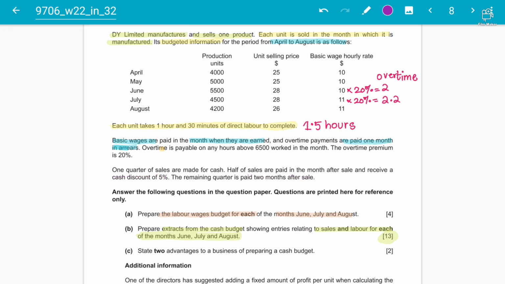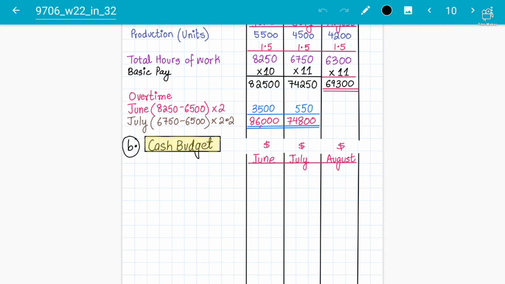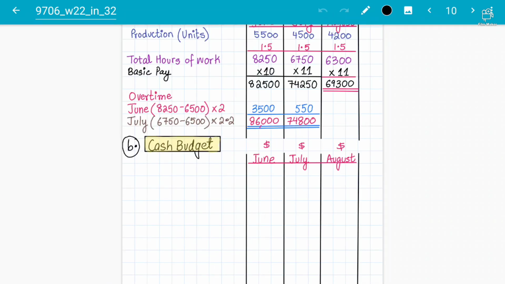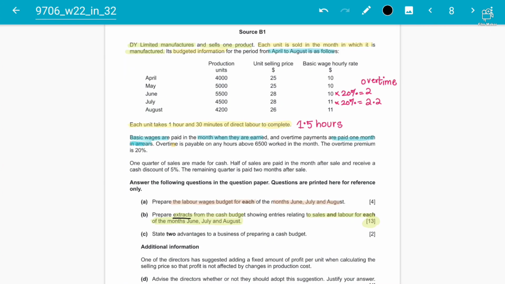Okay, so students, let me give you an example of how we are going to start making the cash budget for this. Basically we have to prepare extracts, which means that there will be sales coming in, so we have the receipts for the sales. We can see that the sales split is 1/4 of the sales are made for cash, which means you have cash sales, sir. Then half of the sales are coming in the month after sale, so 1 month after sale, and the remaining quarter is paid 2 months after sale.